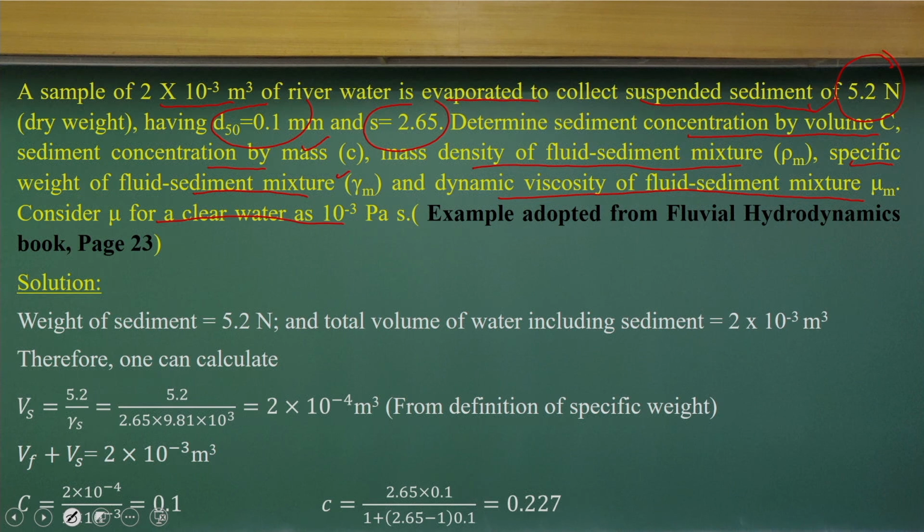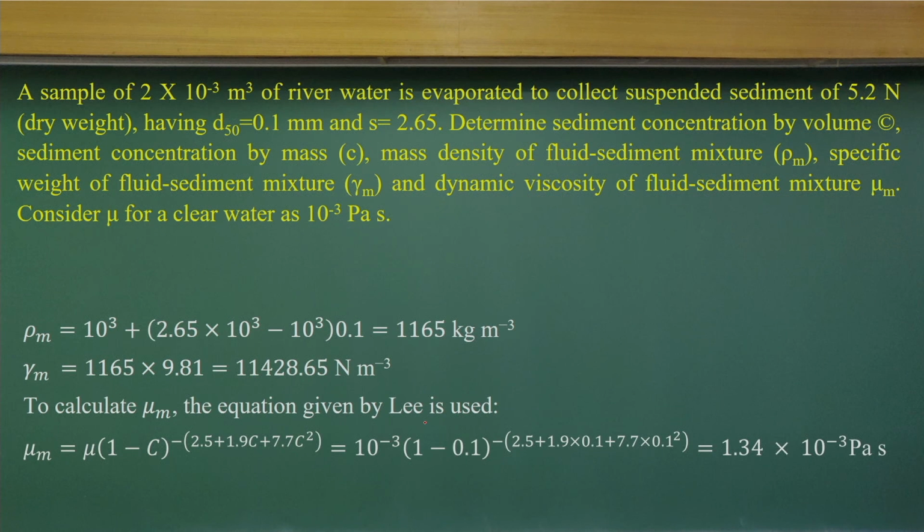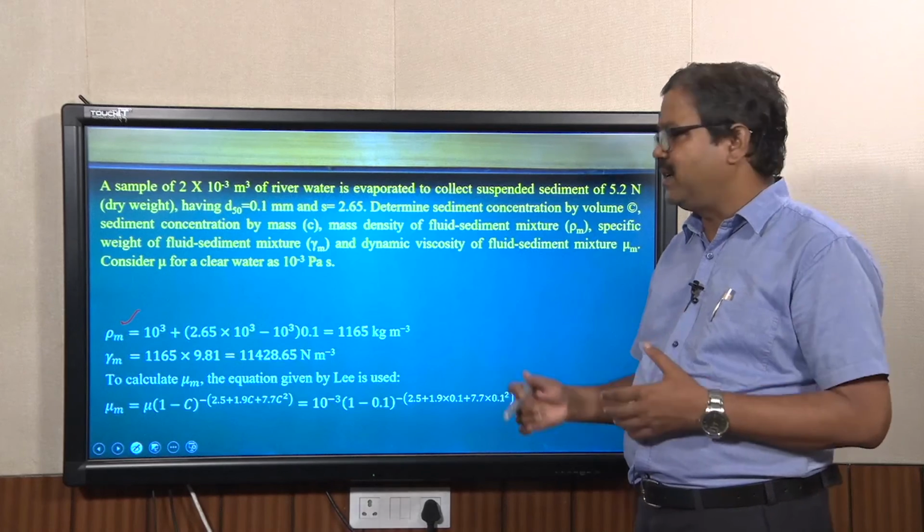So these are very simple problems, just to apply the formulas we discussed earlier. The only basic difference is that from the specific weight we can find the Vs value, we know the Vf value, and then we can compute the capital C and small c. In the same way, I can get the density of the fluid and sediment mixture.